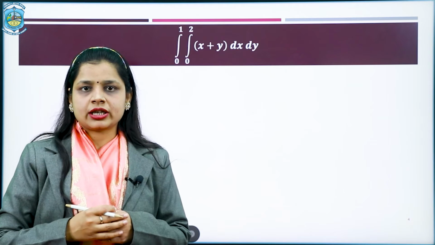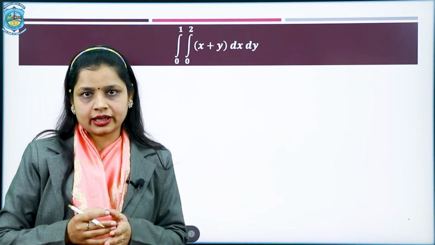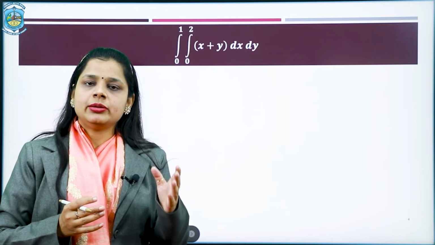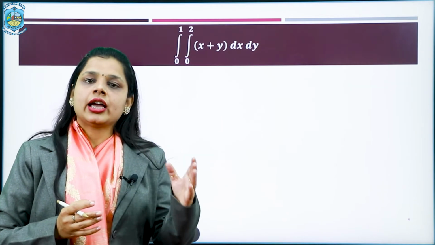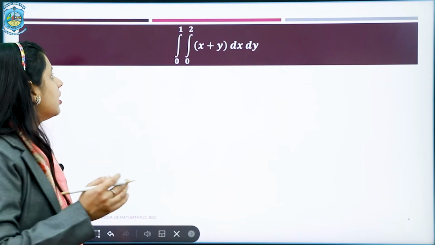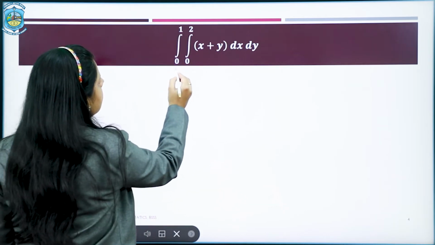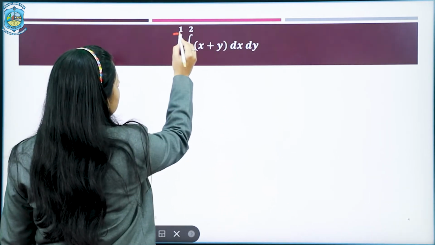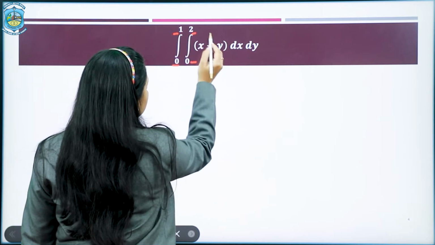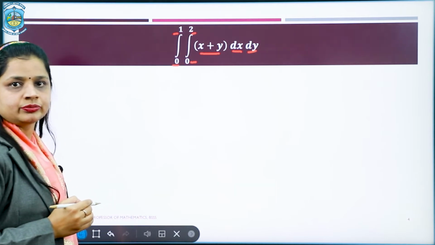Now we'll solve some examples where we do double integration over a rectangle, that is, limits are constants and the order of integration does not matter. The first example is to calculate this double integral for the limits 0 to 1 and 0 to 2 of x plus y dx dy.